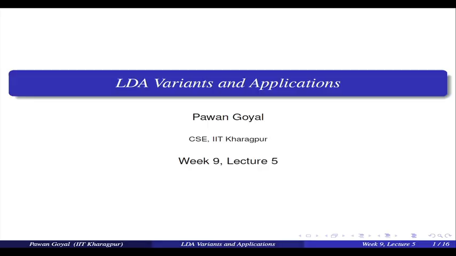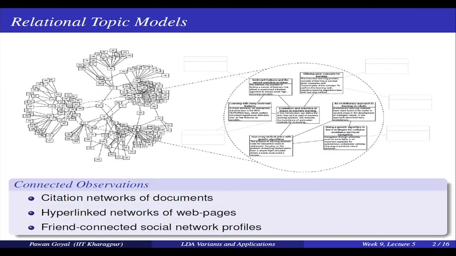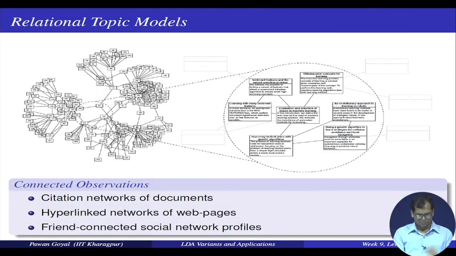So in this lecture we will also see 2 other variants. One is called relational topic models, another is some sort of non-parametric Bayesian models, and we will see what sort of applications they can be used for. So what is the idea of relational topic models?